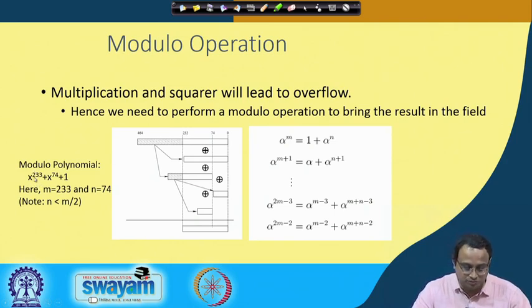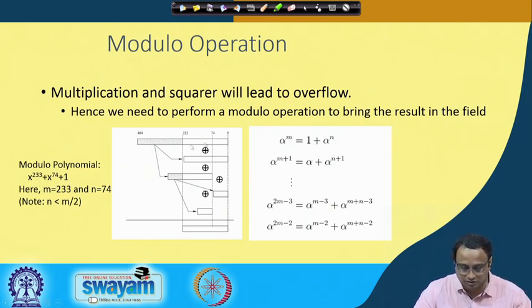In this case the irreducible polynomial is x to the power of 233 plus x to the power of 74 plus 1. Note that 74 is in general less than n by 2. Okay. So, now if I want to do this reduction, a very common way of doing that is to replace x to the power of 233 by x to the power of 74 plus 1.